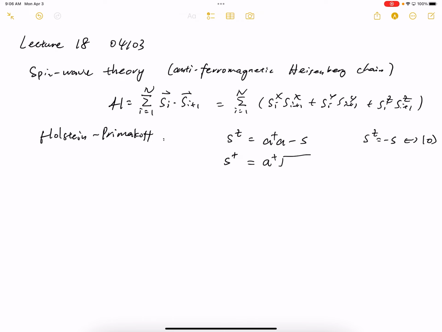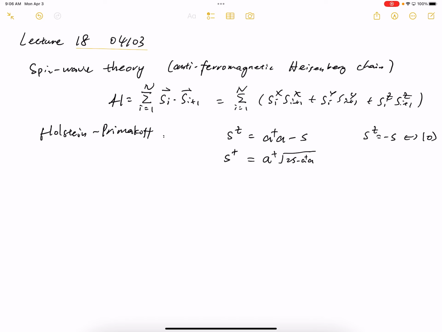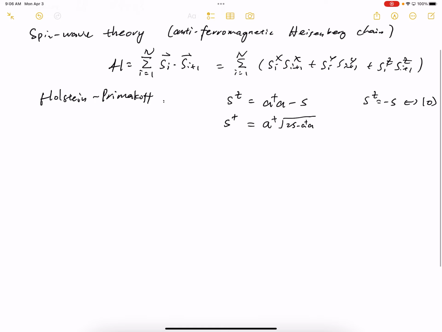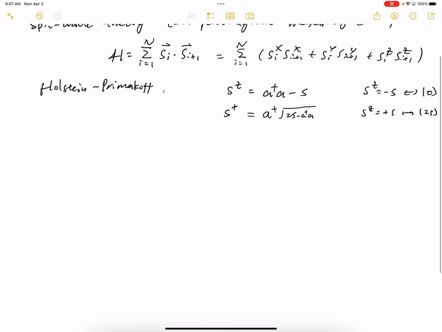But the correction is that we have to have this 2S minus a†a in the square root. That is to make sure that if you already have S^z equals plus S, you can't raise the spin angular momentum any further. That square root makes sure that in the corresponding bosonic case, when the number of particles is equal to 2S, you can't increase it anymore. So S^z equals plus S corresponds to the state with 2S particles. Since S is an integer or half integer, 2S is always an integer.